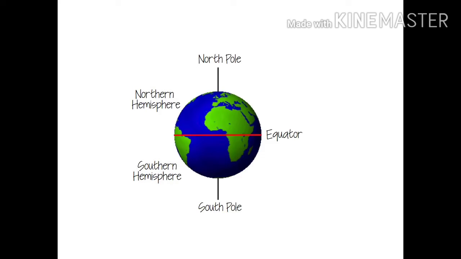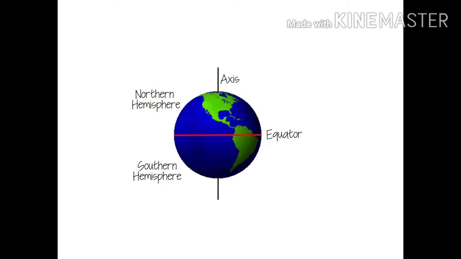There's also another imaginary line that runs through the Earth from the North Pole to the South Pole, and this is called the Earth's axis. The Earth rotates, or spins, on this axis, and it makes a full rotation every 24 hours.